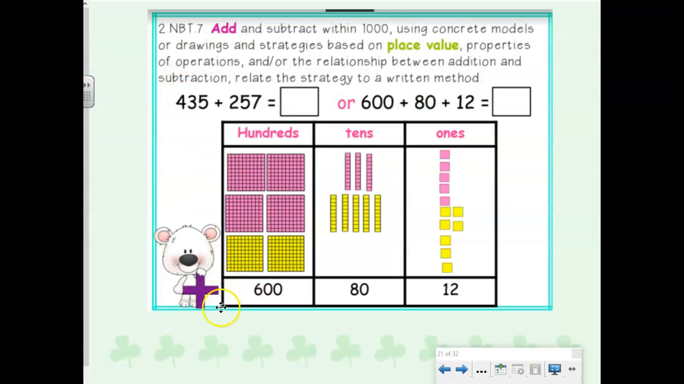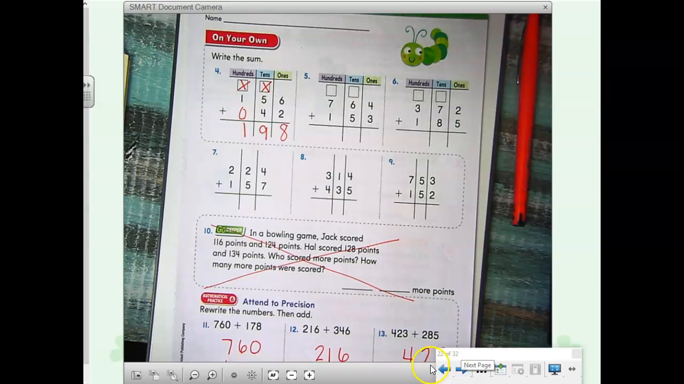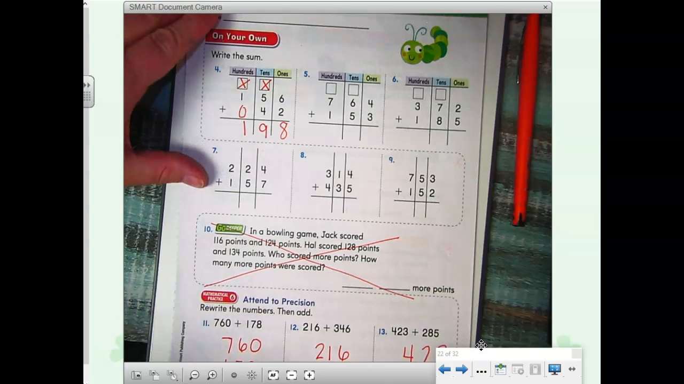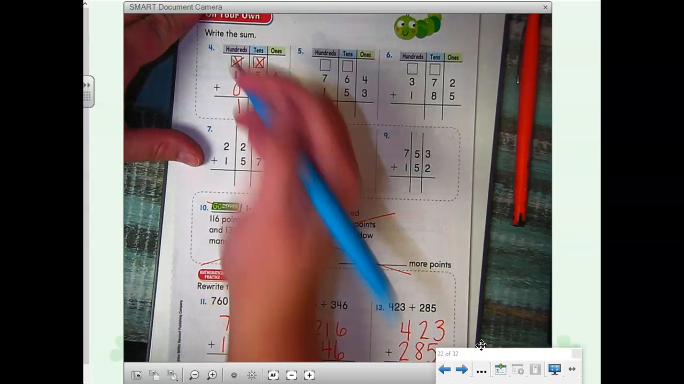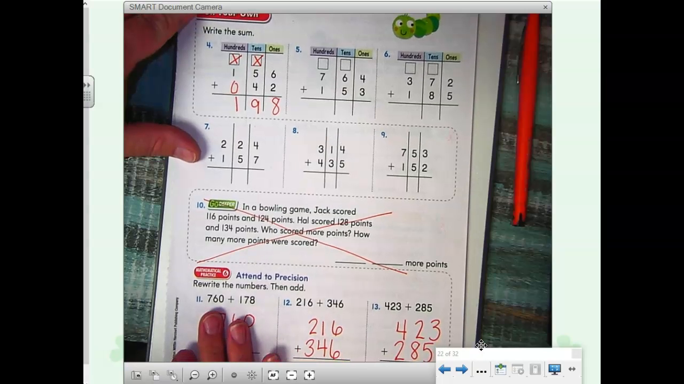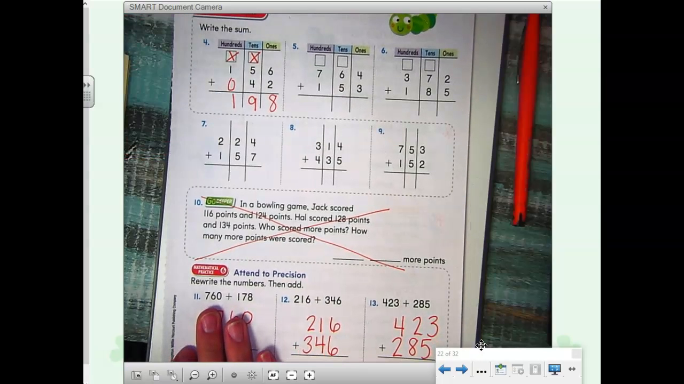Okay guys, let's continue learning about adding three-digit numbers within 1,000 using our concrete models like our place value and relating it to the written method. Alright, so yesterday our essential question was, how do I regroup in the tens place, and when do I know when to regroup in the tens place? Alright, so your practice was on your own. We completed number 4 together, so let's check your work from yesterday.